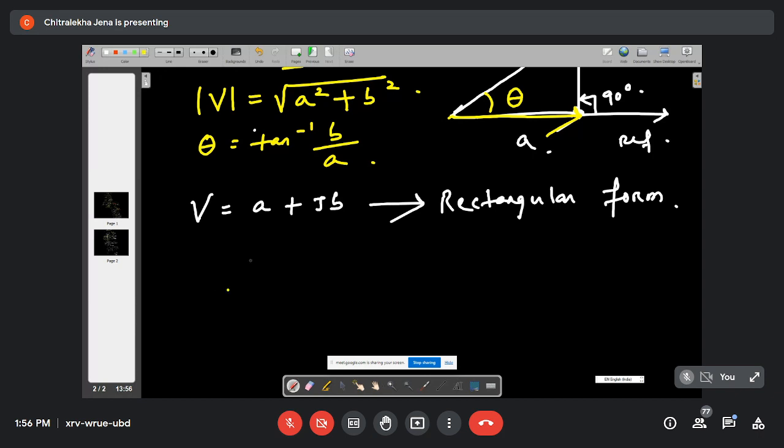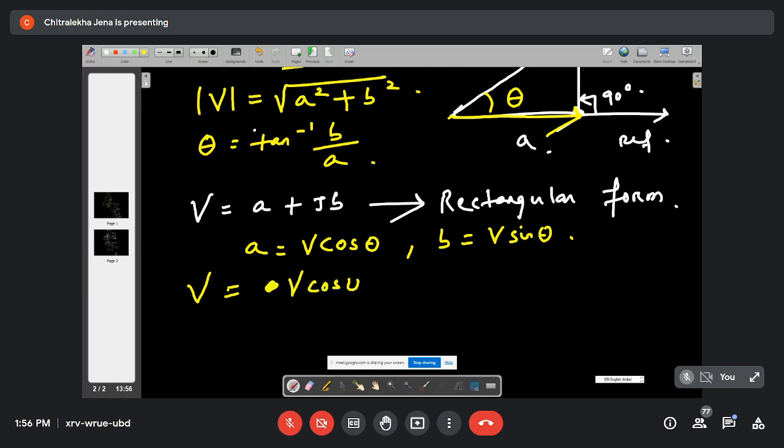Now can I write A as equal to V cos theta? Understand all of you carefully, problems will come completely from here. So A is equal to V cos theta. I can write B is equal to how much? V sin theta. Just substitute here. V is equal to V cos theta plus jV sin theta.